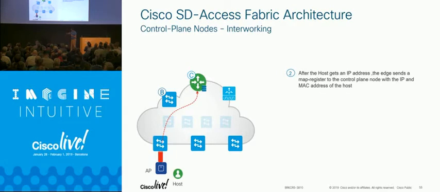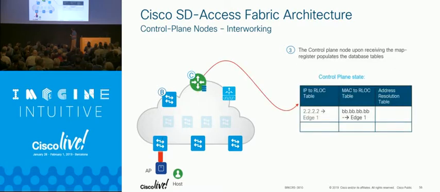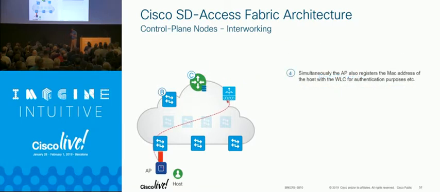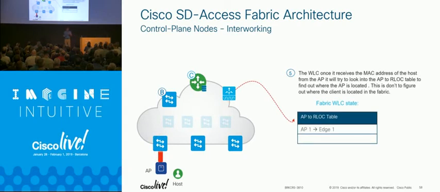As in the wired case, this fabric edge node is going to register the information of the IP and the MAC to the control plane table. So we register 2.2.2 behind edge 1. We register the MAC address behind edge 1. Okay? The AP also informs the WLC of this client, right? The moment that happens, now the WLC knows that this particular AP is behind this particular edge node, right? We just looked at that in the earlier slides.